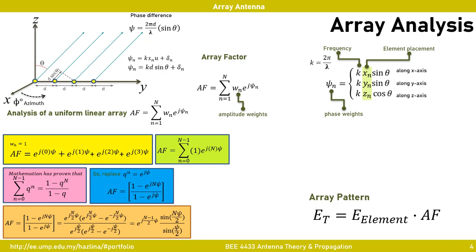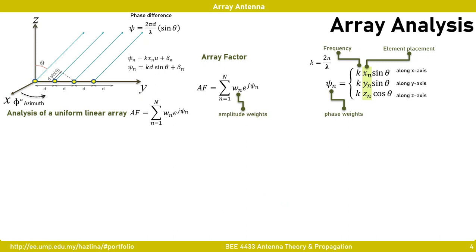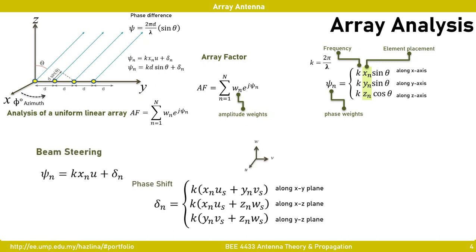Since the elements are isotropic antennas, the radiation of each element is equal to 1, and the maximum value of array factor occurs when phi, the phase wave, is equal to 0. Hence, the total radiation pattern is equal to the array factor and can be written as follows. In cases of beam steering, phase shift is applied to the phase weight in order to generate radiation at the desired angle.